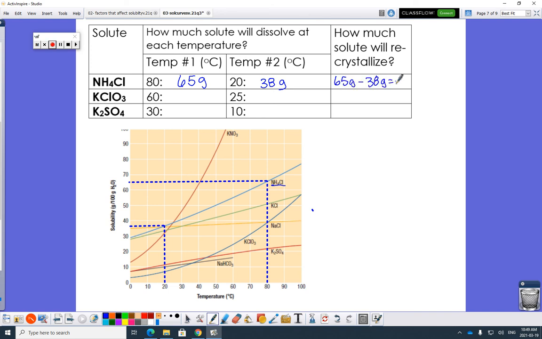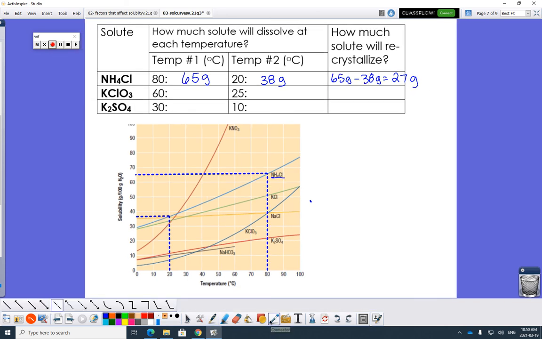And to get full marks on a question like this in a chart form like this, you could just show your final answer and get full marks, but I'll show. So 27 grams can no longer dissolve. We could dissolve 65. Now we can only dissolve 38. That means 27, or the difference between them, is how much is no longer going to dissolve.